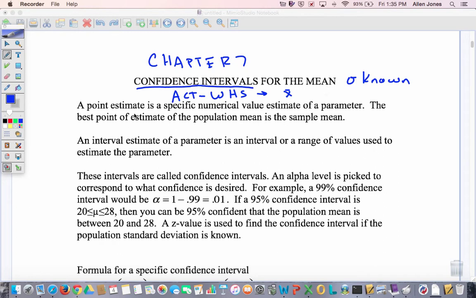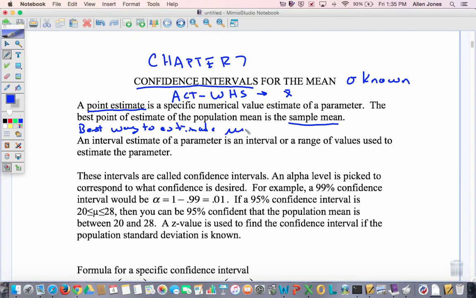So the first point to make here, the phrase that's used is point estimate. The best point estimate is the sample mean. So the best way to estimate the population mean is to use the sample mean. Our best point estimate of the population mean is the sample mean.